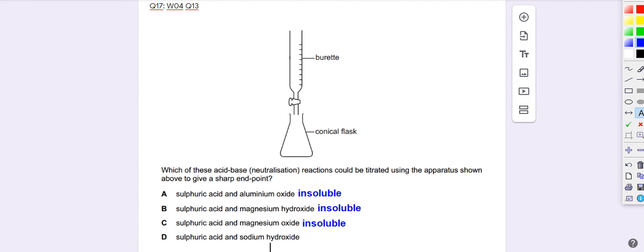Now D, sulfuric acid is soluble in water. Sodium hydroxide, group 1 salts, they are always soluble in water. So this time, this sodium hydroxide is soluble in water. Both are aqueous solutions. They have free moving cations and anions. They will react with each other very fast, so it will give you a sharp endpoint. So D is the only acid-base pair where you can use titration, like using this apparatus, to neutralize each other and give you a sharp endpoint.